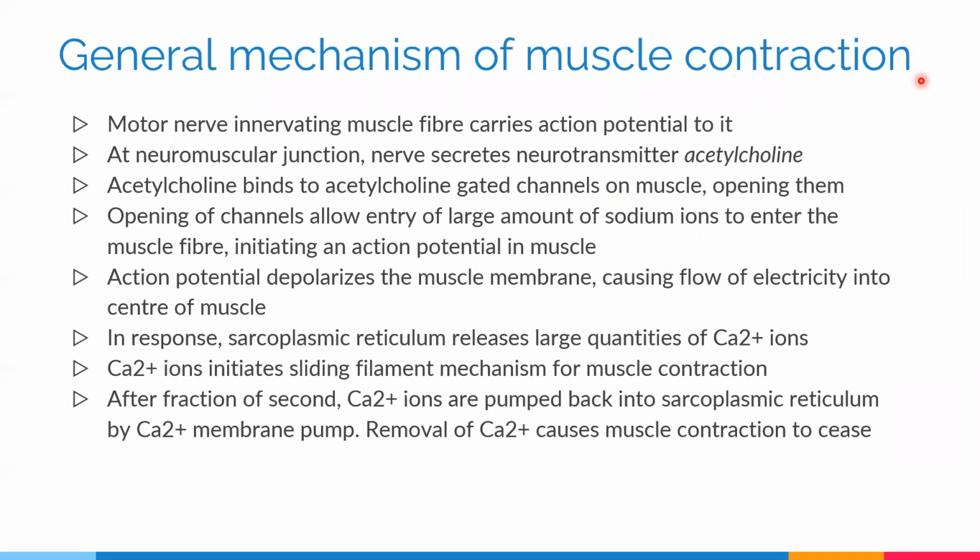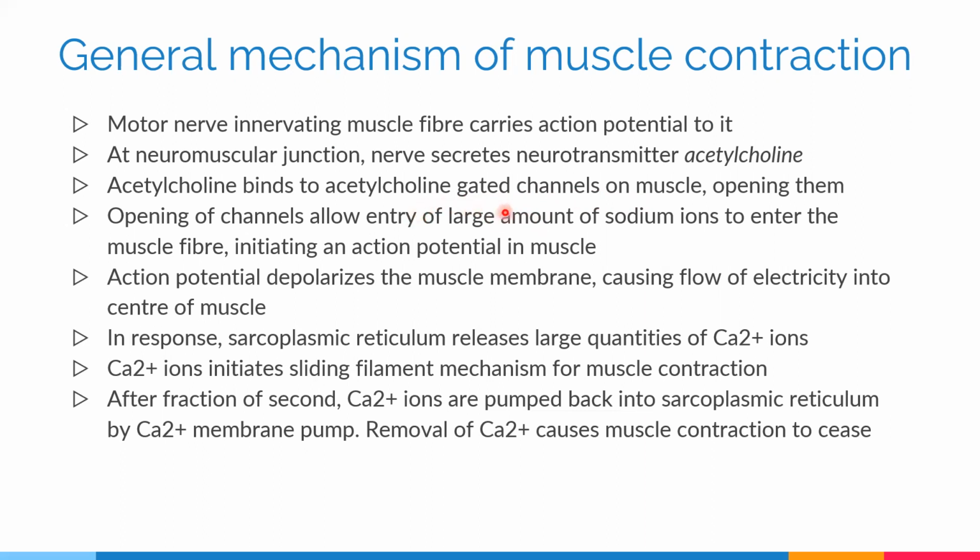So we'll go through the general mechanism of muscle contraction. Muscle contraction occurs when a motor nerve innervates muscle fibers, carrying an action potential to the fiber. At the neuromuscular junction, or the junction at which the nerve and muscle contact, nerves secrete a neurotransmitter known as acetylcholine. Acetylcholine binds to acetylcholine gated channels on the muscle itself and opens them.